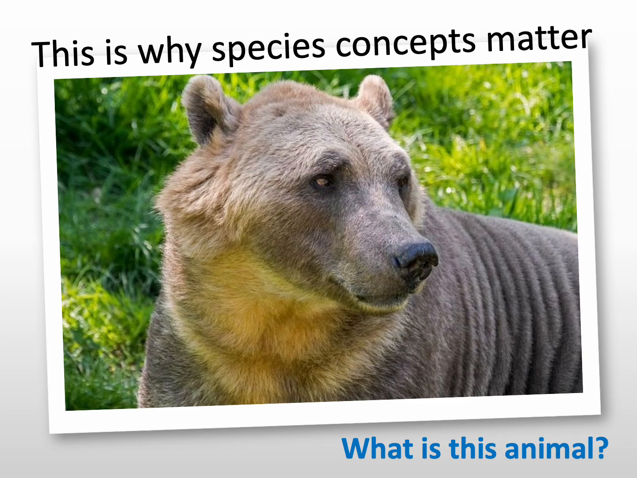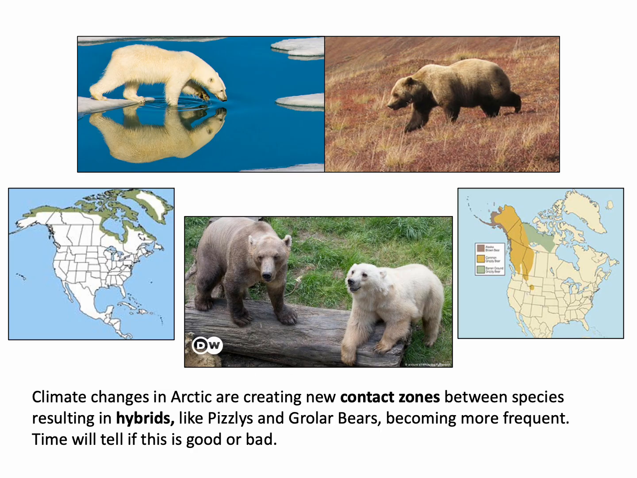So this is obviously a kind of bear, but what kind of bear is this thing? Well, this is an example of something called a pizzly. A pizzly is produced when a male grizzly mates with a female polar bear. On the flip side, you also have another species that's becoming important. It's becoming more and more common in the Arctic, called a growler bear. The bottom line is the pizzly and the growler bear both are hybrids between polar bears and grizzly bears, and specifically the barren grounds grizzly.